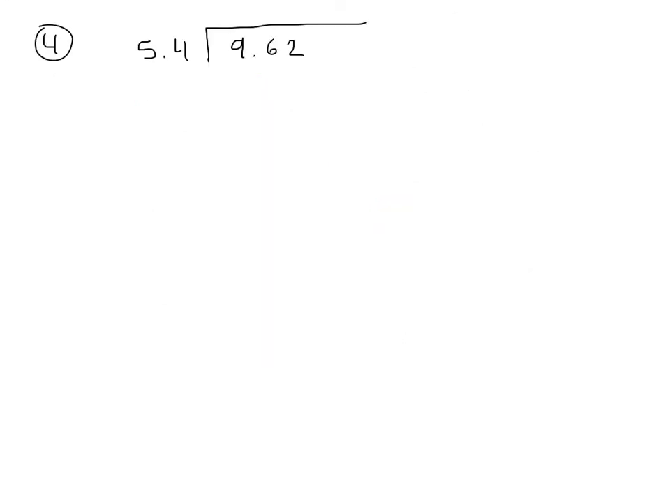All right, so let's try this one. This one's a little more difficult, involving decimals in both the dividend and divisor, but I think we can get through it. So what's the first problem here? Well, I have a decimal in the divisor. Can't have that, so let's move it to the right and move the other one to the right as well. And so what that leaves me with now is 54 divided by 96.2. Okay, and we can work with this, right?